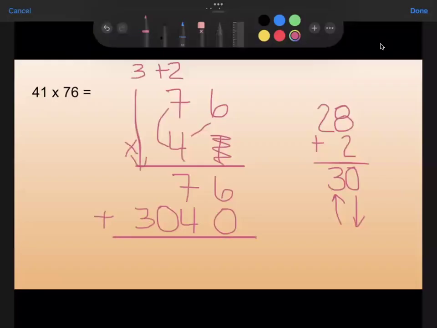Last step is to add these together. So 6 plus 0 is 6. 7 plus 4 is 11. 1 plus 0 is 1. And 3 plus nothing is 3. Final answer here would be 3,116.